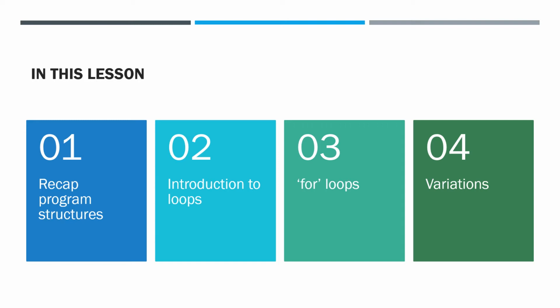In this lesson, we'll look back at what we've learned about program structures. I'll introduce the topic of loops, and we'll look at the different types of loop that there are. We'll learn how to create for loops, and we'll look at variations on the basic for loop.